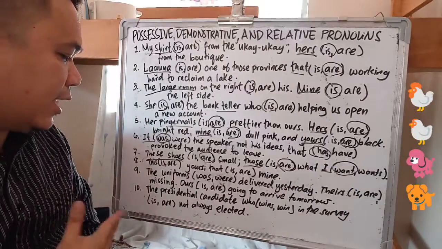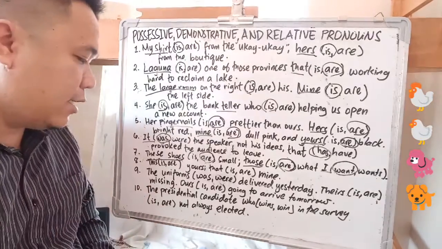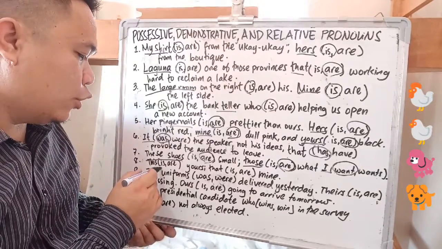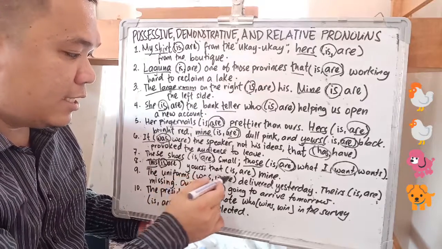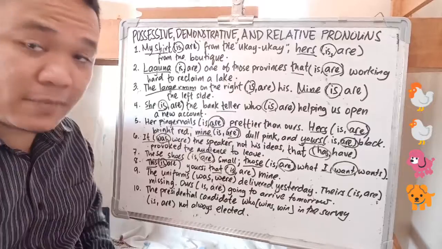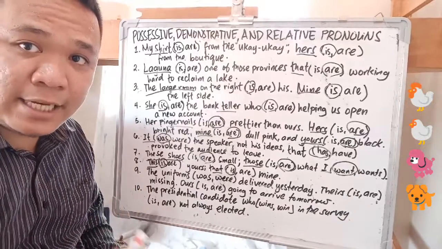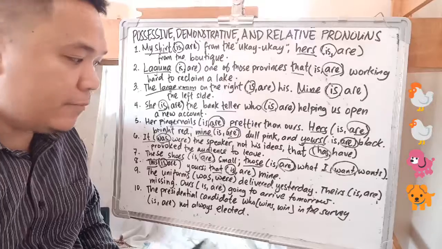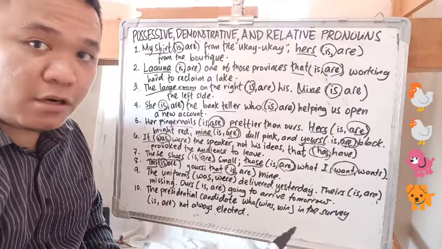Next, this, T-H-I-S, with the S sound, this is yours, that is mine. But taking a look, this is singular, plural, these, T-H-E-S-E. That is singular, that is, those are.